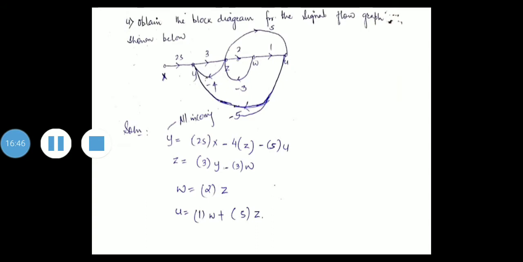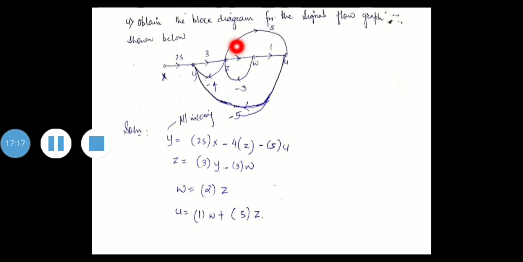First we'll look at the nodes which have incoming signals. First we'll take this Y. One incoming signal is 2S. One is a feedback signal, minus 4, coming from Z. One is from U, which is minus 5. So Y we can write as 2S into X minus 4Z minus 5U.